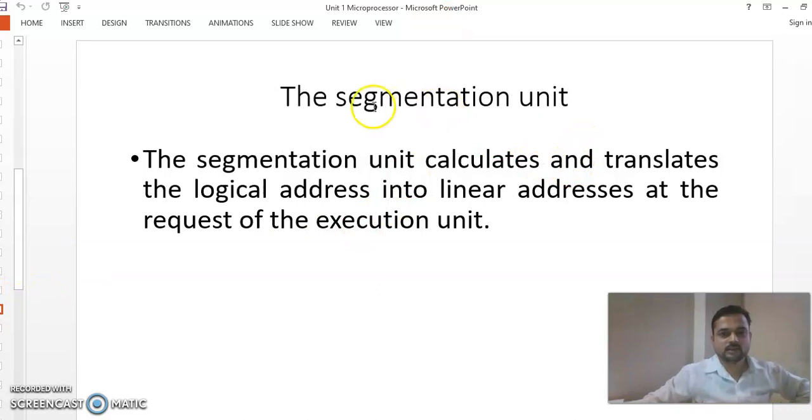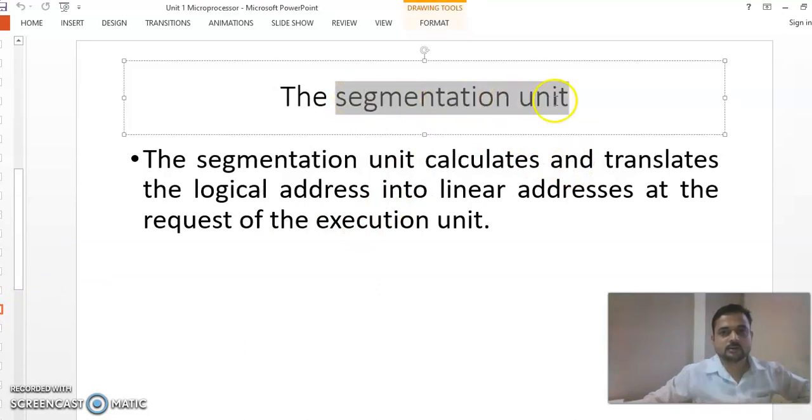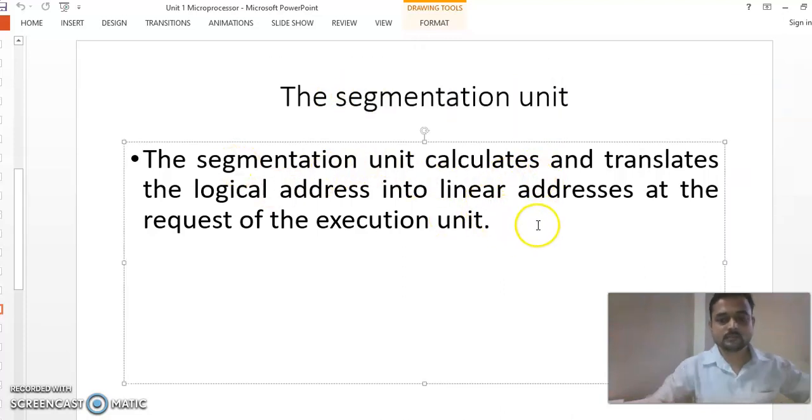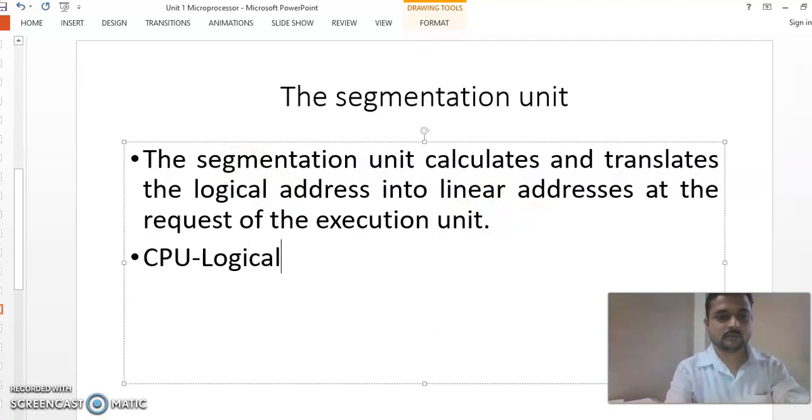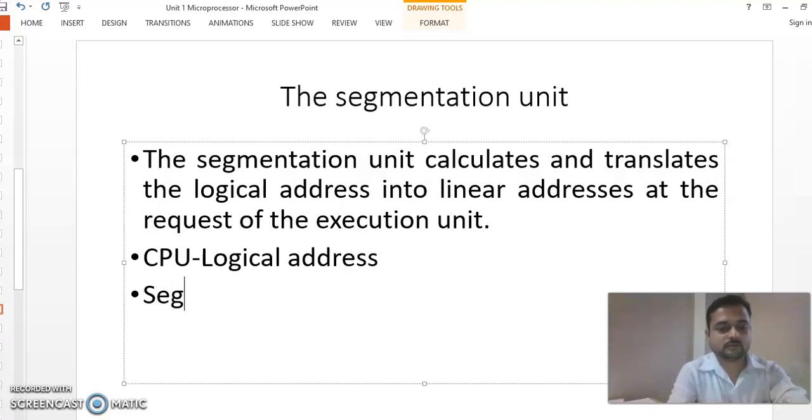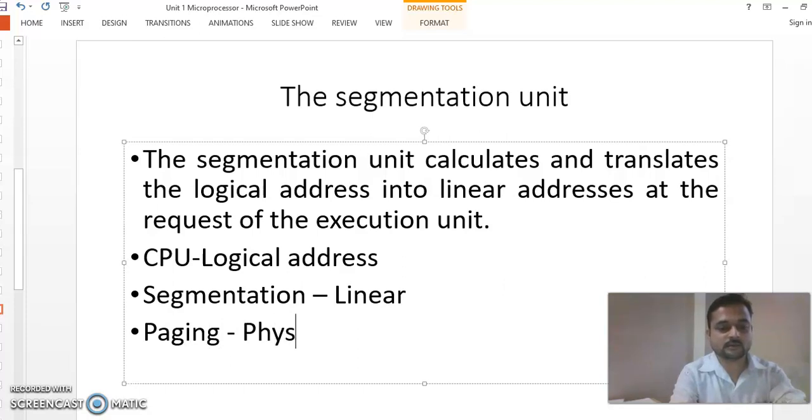The segmentation unit and paging unit are the important blocks of the memory management unit. So just remember, the CPU is generating the logical address. Then this logical address is converted into the linear address with the help of segmentation. So segmentation is converting logical address to linear address, and this linear address is converted into physical address with the help of paging. So remember, paging is converting linear address to physical address.